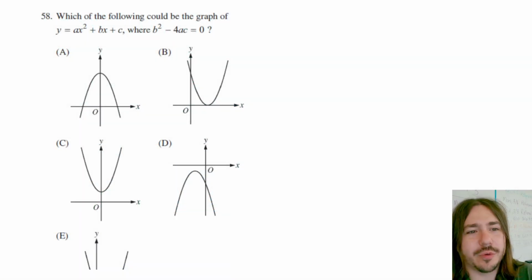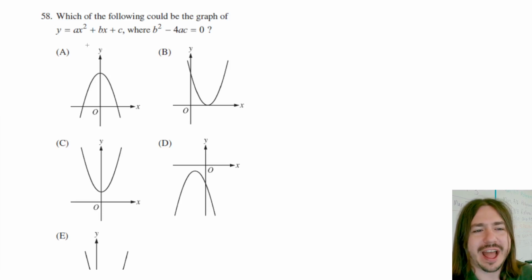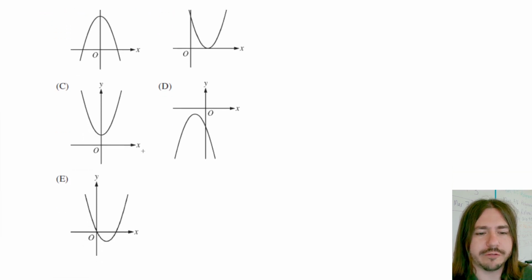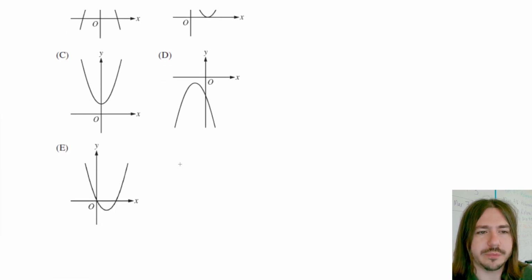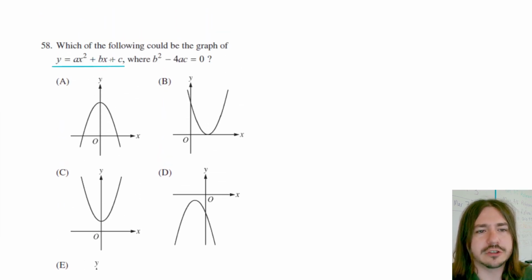Number 58 here with another question. Which of the following could be the graph of y equals ax squared plus bx plus c? So basically just saying we have a quadratic. All of these answer choices, and they're not all really quite fitting here, so I'm going to scroll up and down to show you all of them. But you can see they're all parabolas, so they're all going to be these quadratic functions.